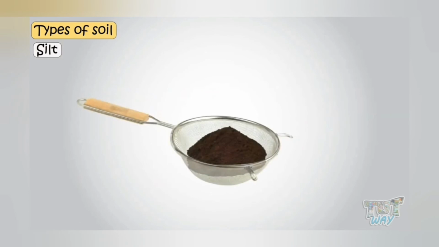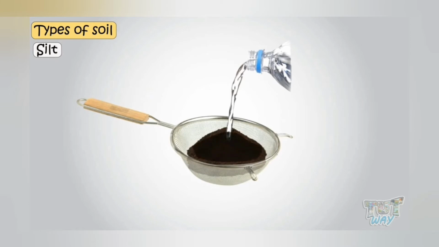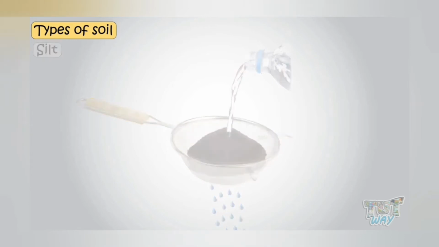Now, put some silt in a strainer and pour water on it. Water will drain through the silt slowly as compared to sand. So silt holds some water, and water drains through silt more slowly than through sand. Now we will learn about clay.